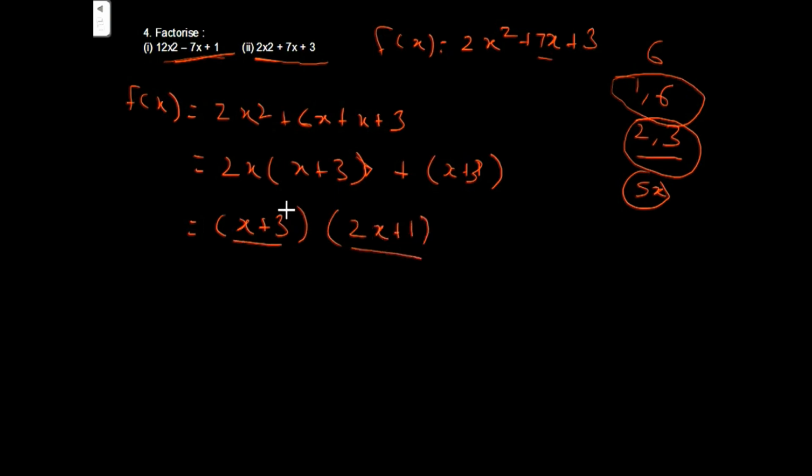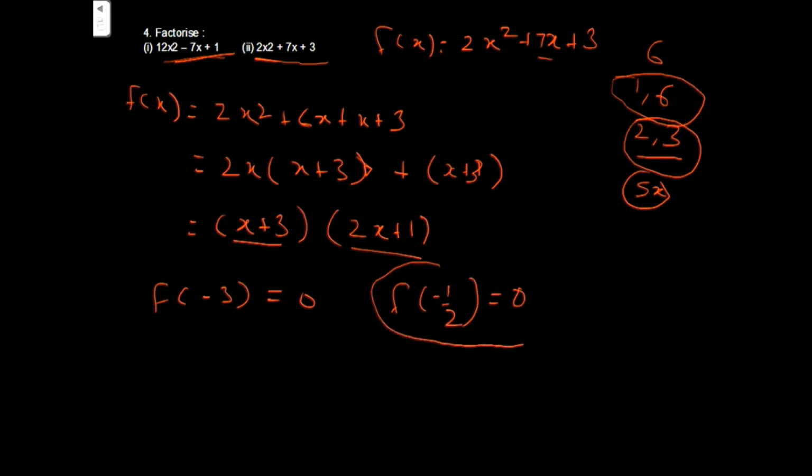You can check with the factor theorem as well, by checking that f of minus 3 comes out to be equal to 0, and similarly f of minus 1 by 2 will also be equal to 0. So this will prove that these are the two factors. So moving on to the next question.